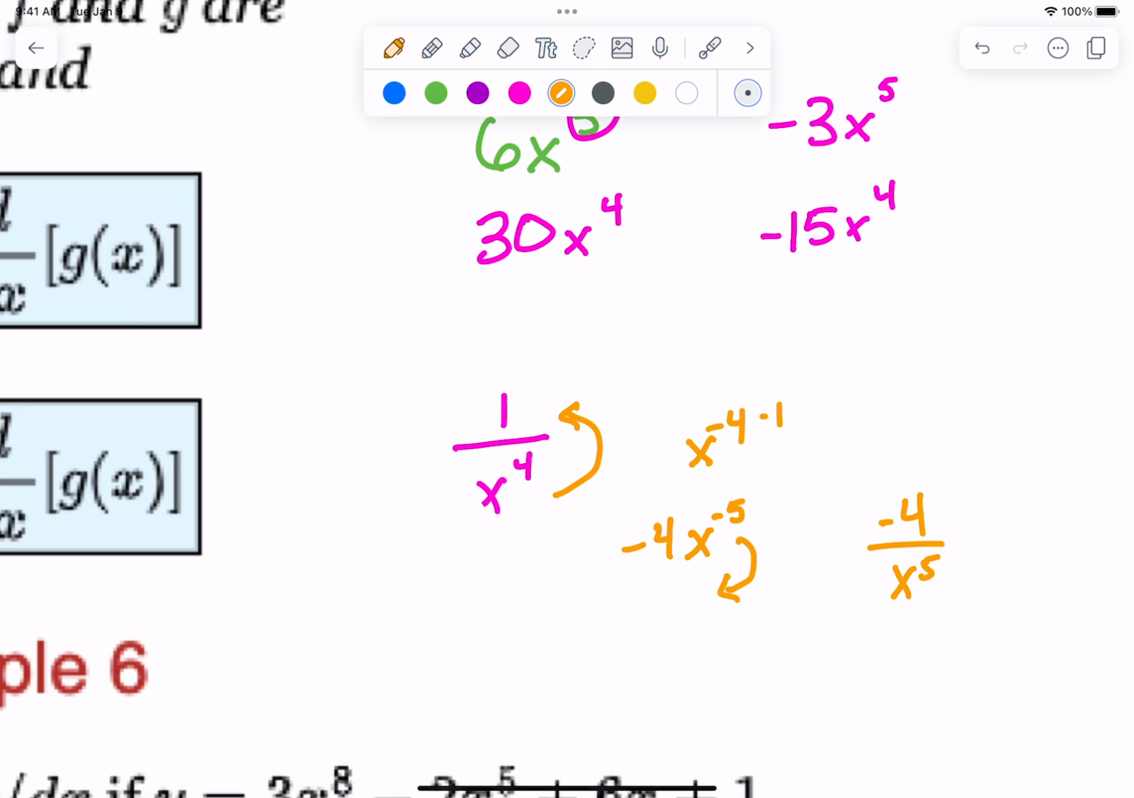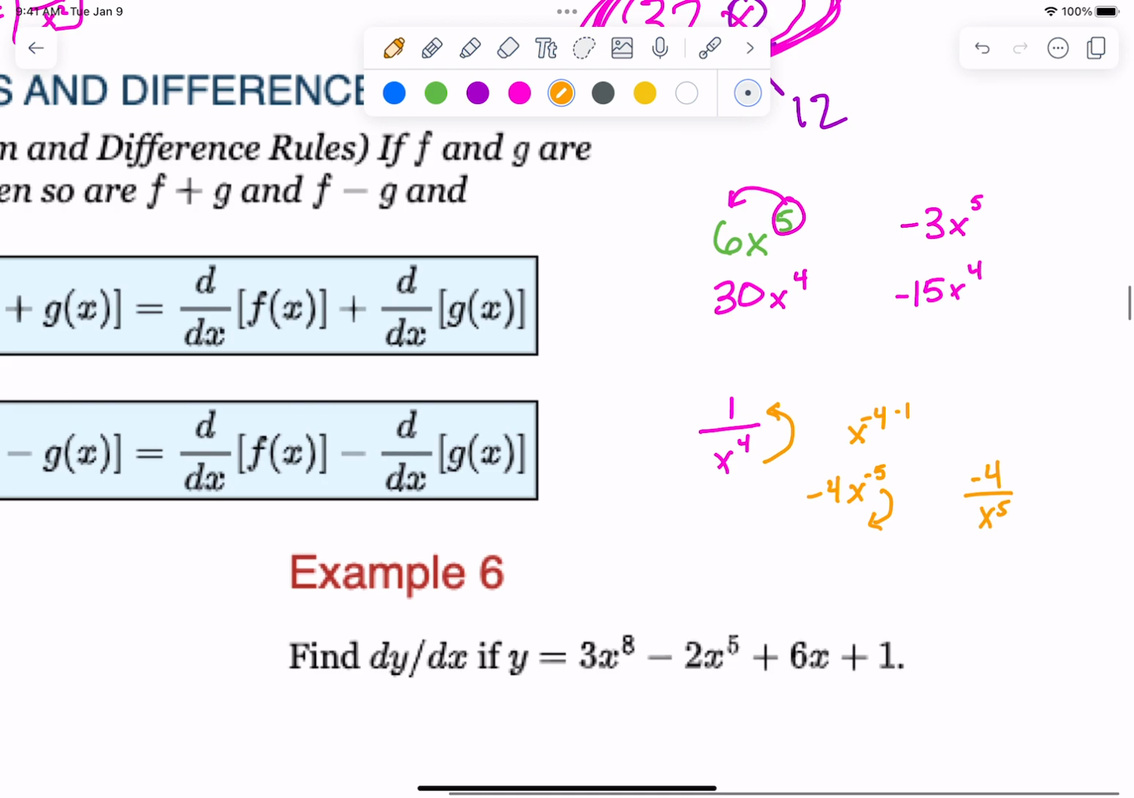Can we not break the 30x to the 4th down more? Can you not take 4 times 30? That would be the second derivative. But you're only doing the first derivative. We'll do a second derivative later, okay?